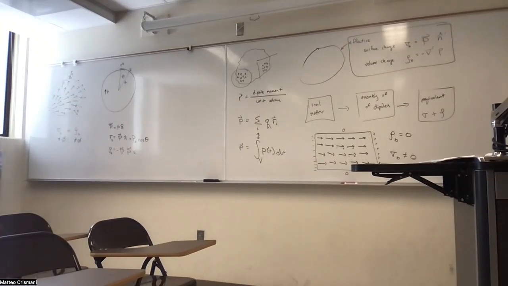Partial. Dp over dx. Dp over dy. Do you see x's and y's? No, there's only z. Partial with z, partial with theta, partial with r.